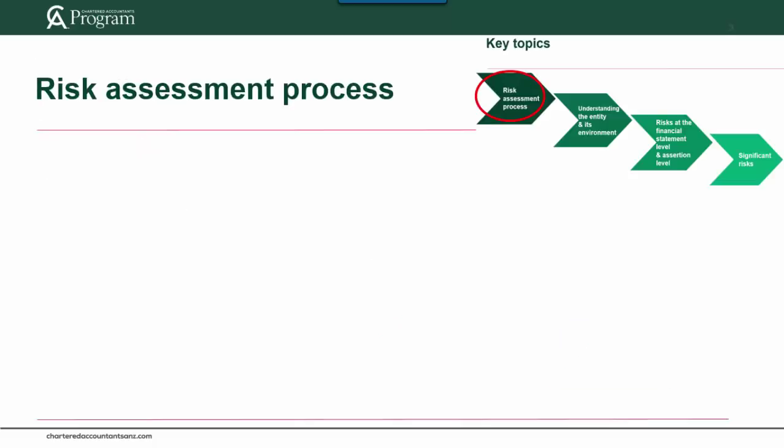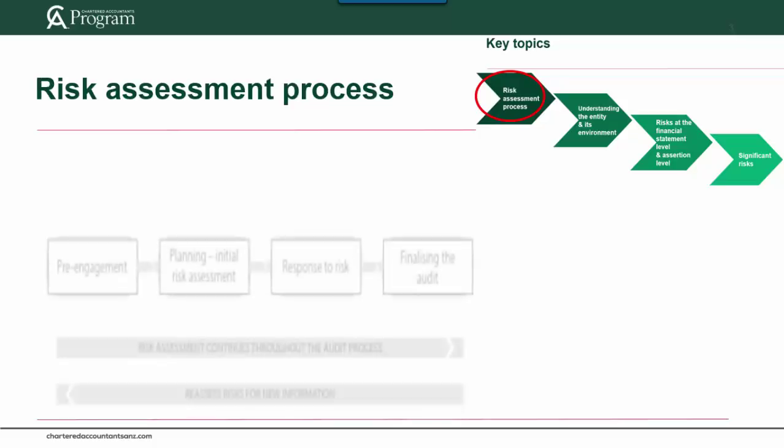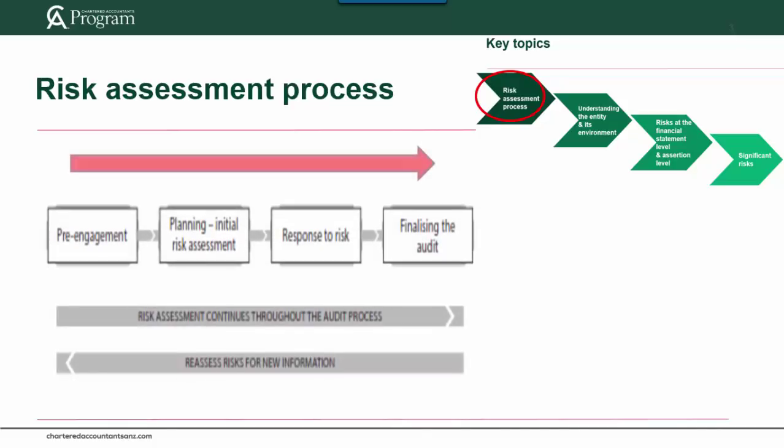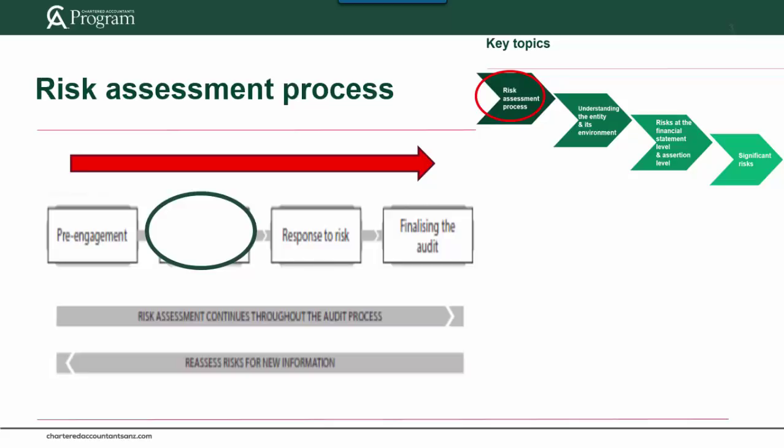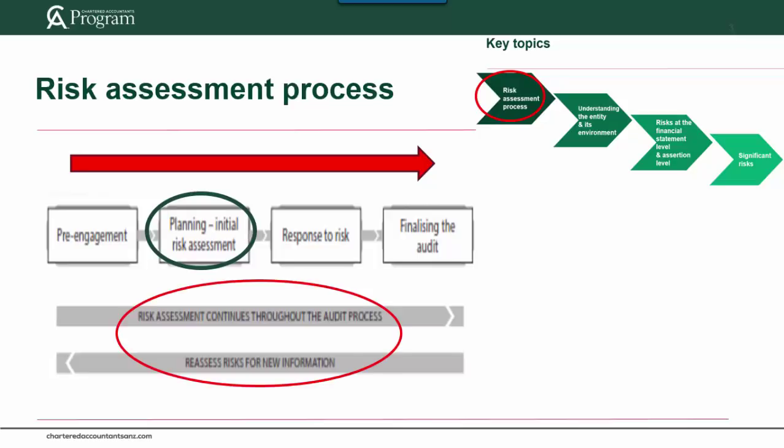In the Unit 1 overview video, we illustrated the main phases of the audit as follows: from pre-engagement activities to planning to testing and then completing the audit. Unit 3 starts the detailed discussion of the audit process by focusing on the identification and assessment of inherent risks at the planning and risk assessment phase of an audit. Remember that risk assessment continues throughout the audit. As audit work is performed, new risks may be identified that the auditor was previously unaware of and therefore need to be addressed.